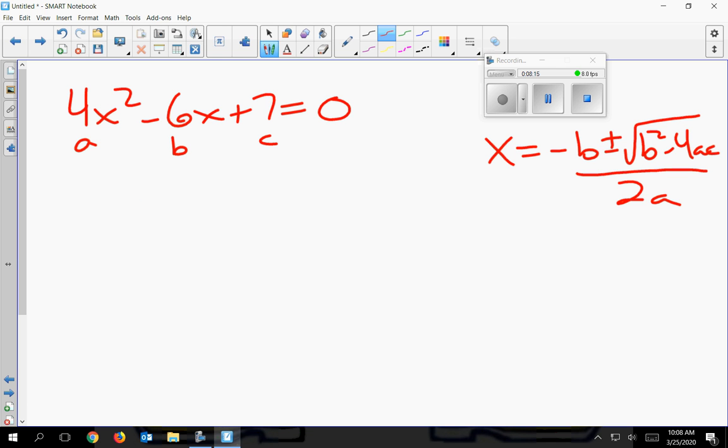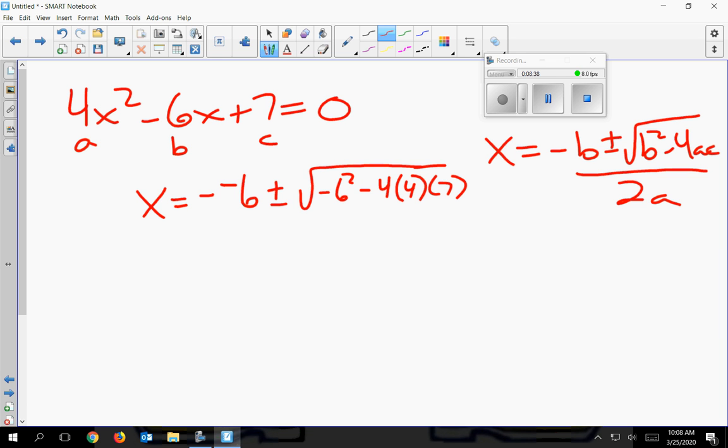So X equals minus B, which is a -6, plus or minus the square root of B squared. Well, B was a -6, but squared, so it will end up being positive, minus 4 times my A, which was 4, times my C, which is 7, all over 2 times your A, which was 4. Okay, so there you go. Plug everything in. There's no x's in there. X is left out. I'm just taking coefficients and constants, plugging that in, and doing your math.